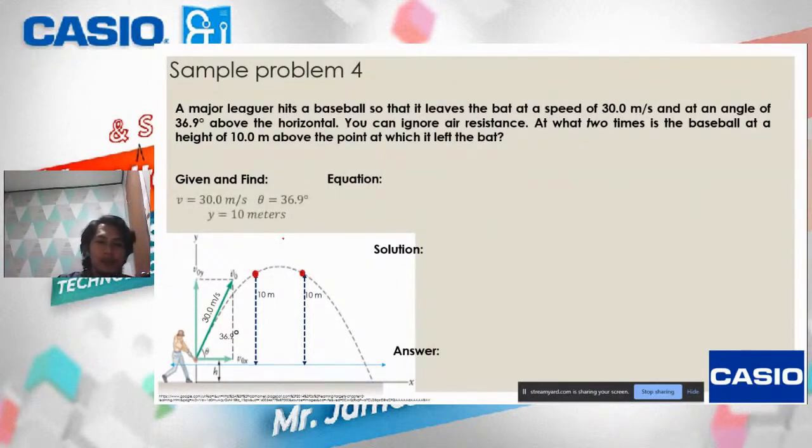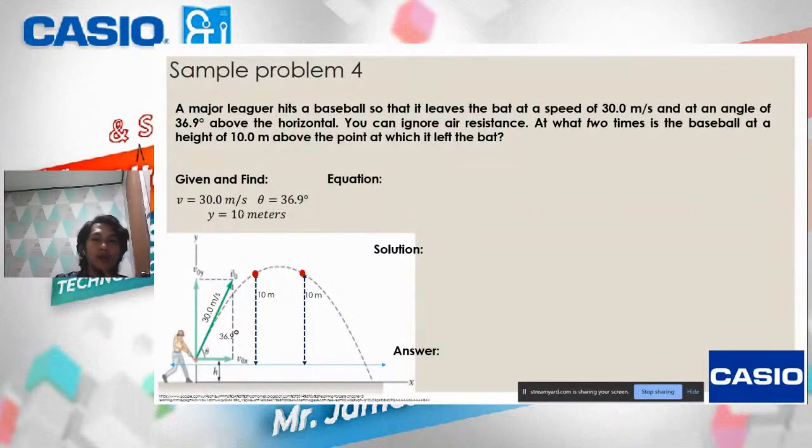Okay? So, these are our given values. V is equal to 30 meters per second, our angle is 36.9 degrees, and our Y is 10 meters. So, we have an initial speed of 30 meters per second, an angle, and a distance. Which of our earlier equations will we use? We need one with time. So, we cannot use Vf squared equals V naught squared minus 2gd, because it has no time.